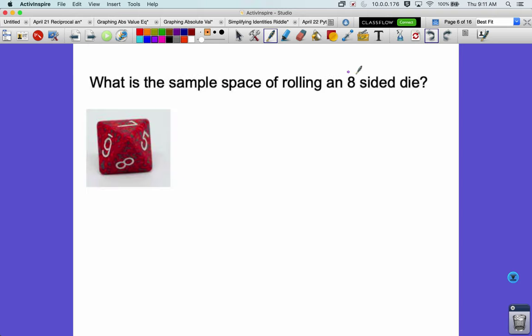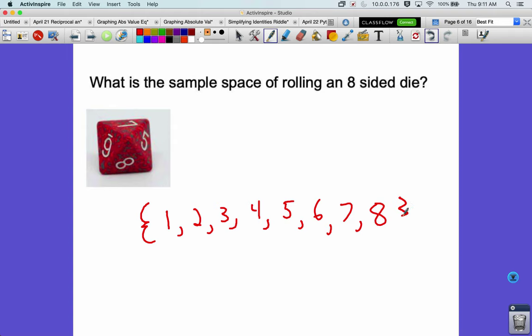All right, so what is the sample space of rolling an 8-sided die? So one thing, when we list down a sample space, we use curly brackets. You probably saw it in that first problem. I use some curly brackets. And then I'm going to separate the different events with commas. So 1, 2, 3, 4, 5, 6, 7, 8. And those are all of the possible outcomes. So curly brackets and commas. And that is your indication that this is a sample space.